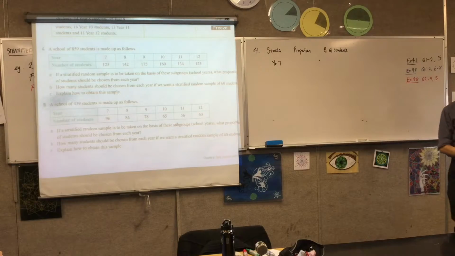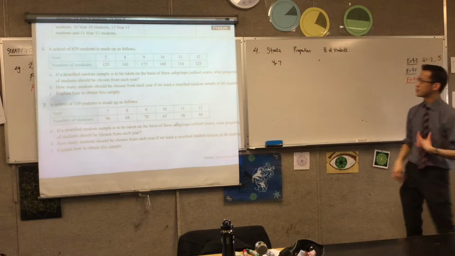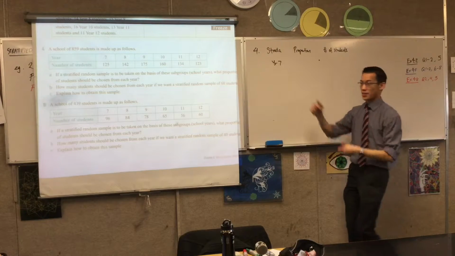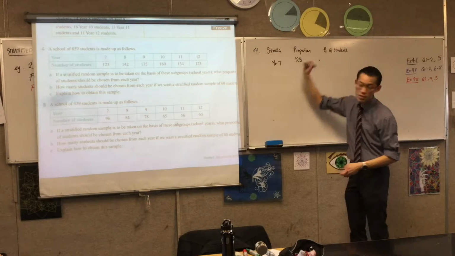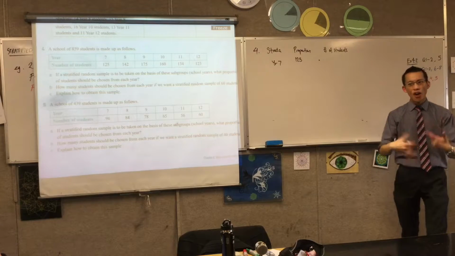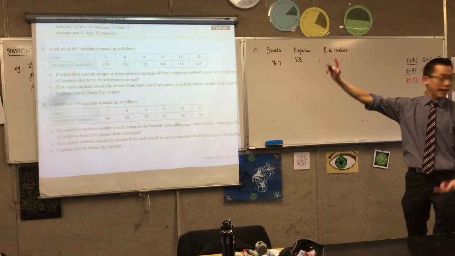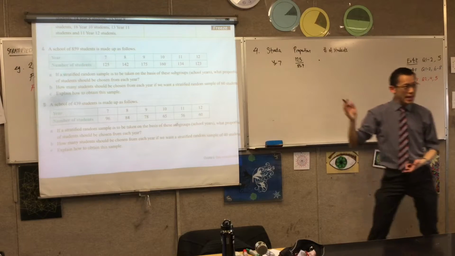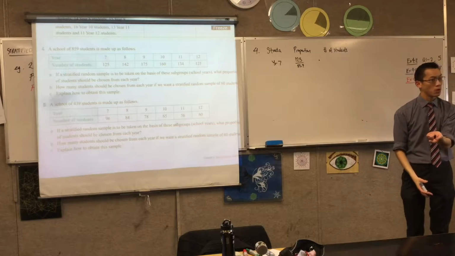Get your calculator ready because we're going to use this to help us. Let's start with year 7. Now, there are 125 year 7s out of 859. So right there, that actually is the proportion.